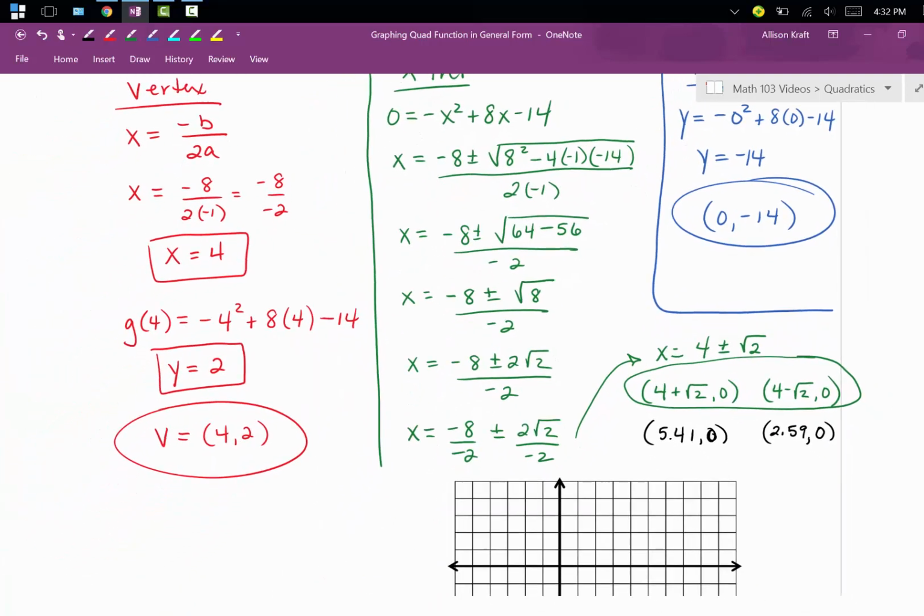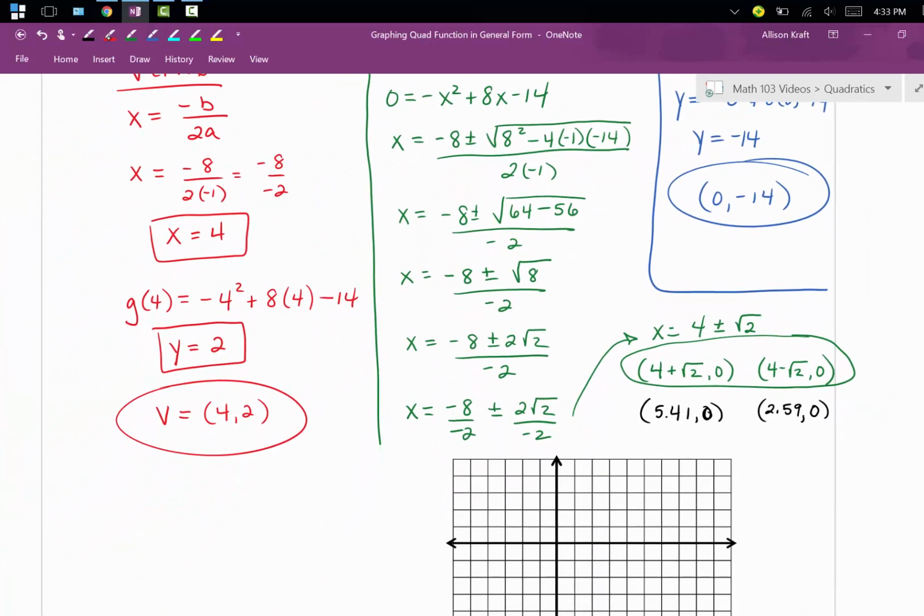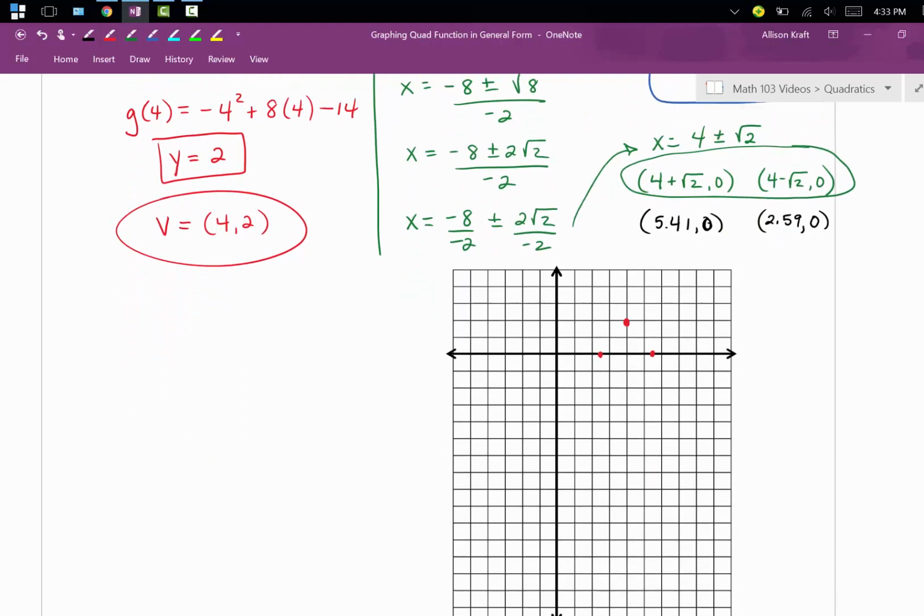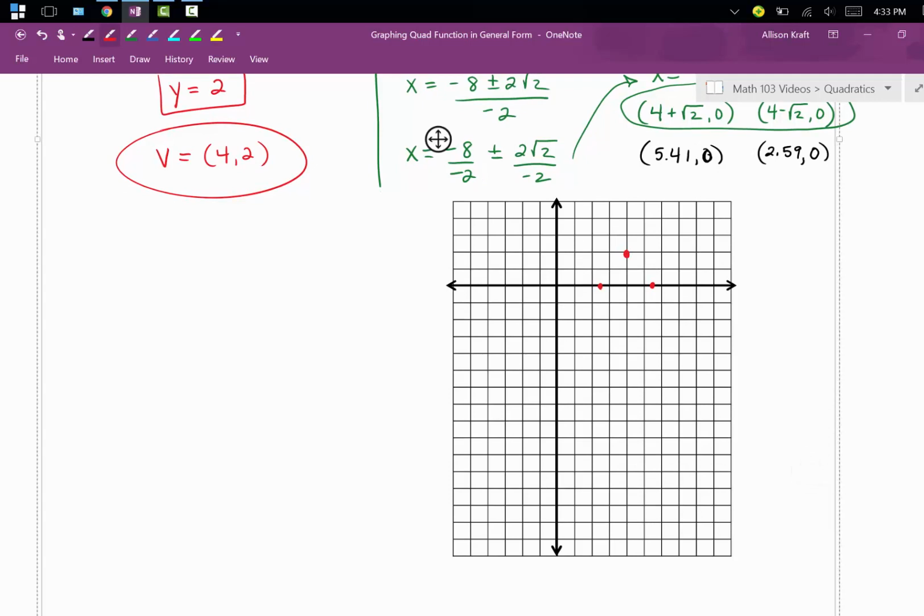Let's plot these points. Vertex of 4, 2. Using our decimal approximations for our x-intercepts, just shy of 5.5 and a little bit more than 2.5. And lastly, our y-intercept of 0, negative 14.